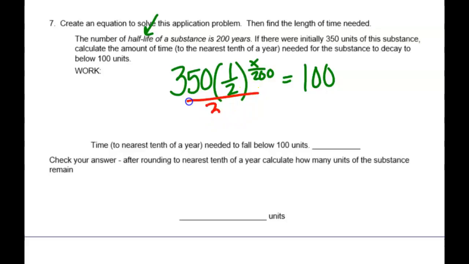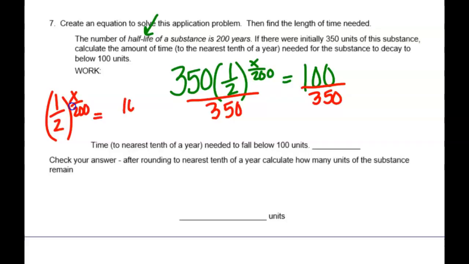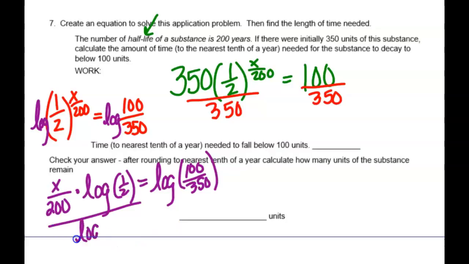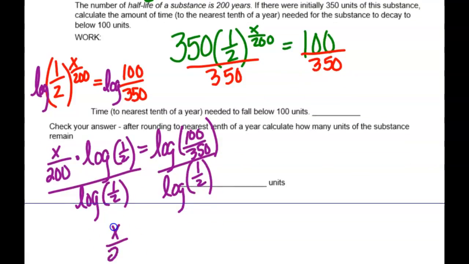So we are first going to divide. So we have 1/2 to the x over 200 equals 100 over 350. Going to take the log of both sides. So we have x over 200 times the log of 1/2 equals the log of 100 over 350. Then we're going to divide this time by a full log. Yep, perfect. x over 200 equals, and you're going to get a crazy decimal.